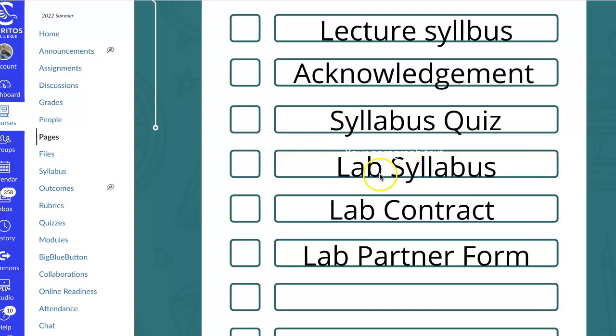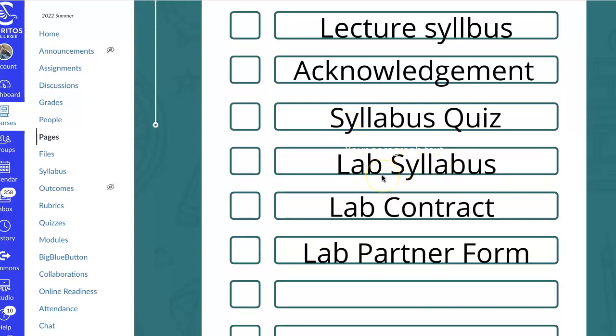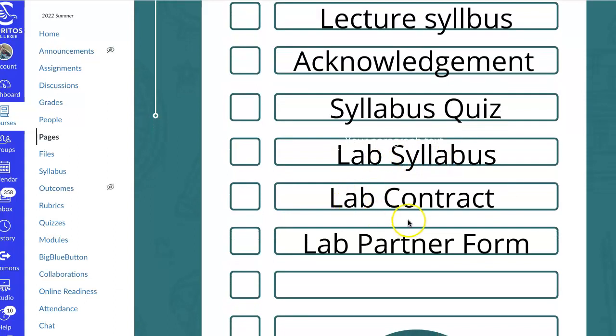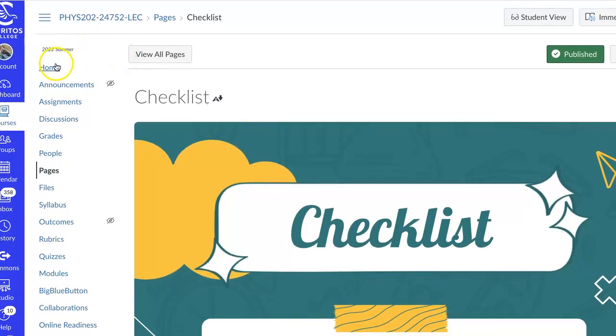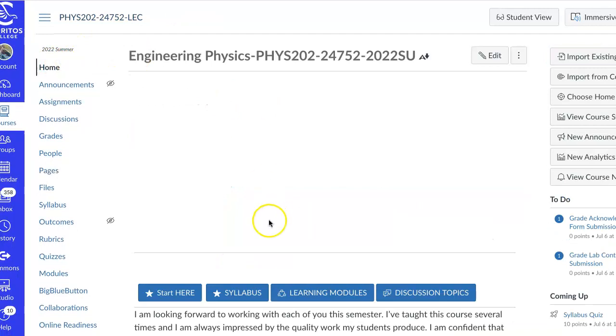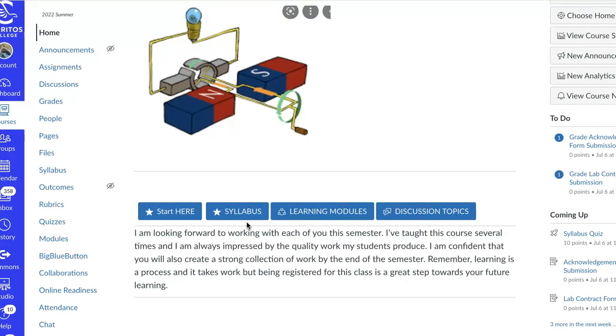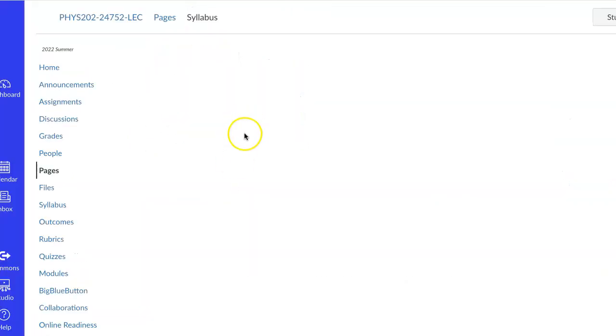There is a lab syllabus that we are going to talk about, but no acknowledgement. Instead, you are going to submit a lab contract, and I will talk about this during the orientation tomorrow for the lab. You need to also submit a lab partner form. It's not a form actually. I will talk about it also tomorrow.